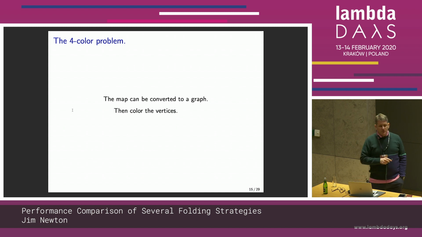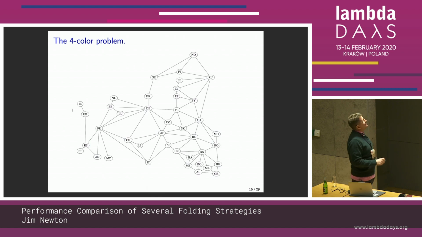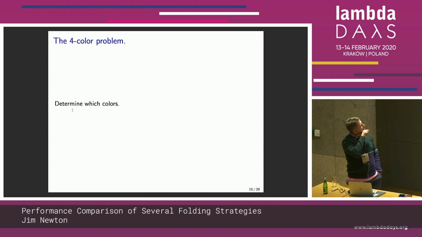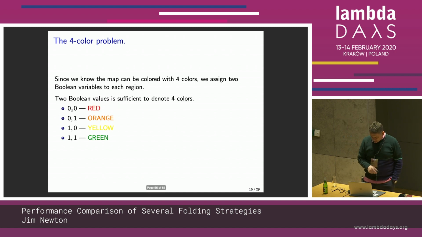What you want to do is convert the map to a graph and then color the vertices. So here we have a map of Europe, and we see Poland here with its many, many neighbors, and I hope that my map is correct. And you want to assign colors to all of the vertices so that no 2 neighbors have the same color. How do we do that? How do we determine the colors?